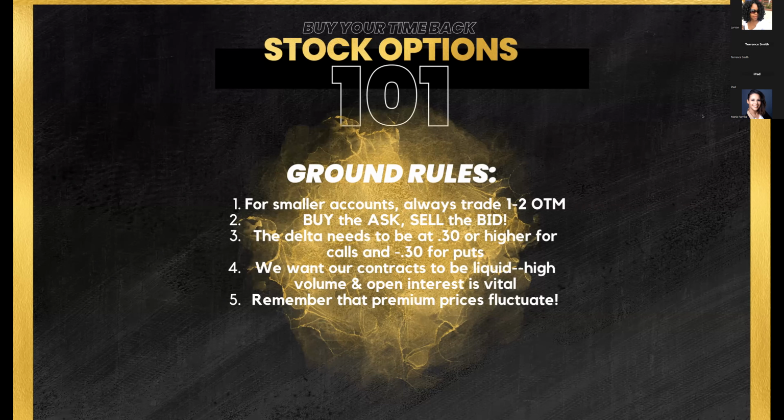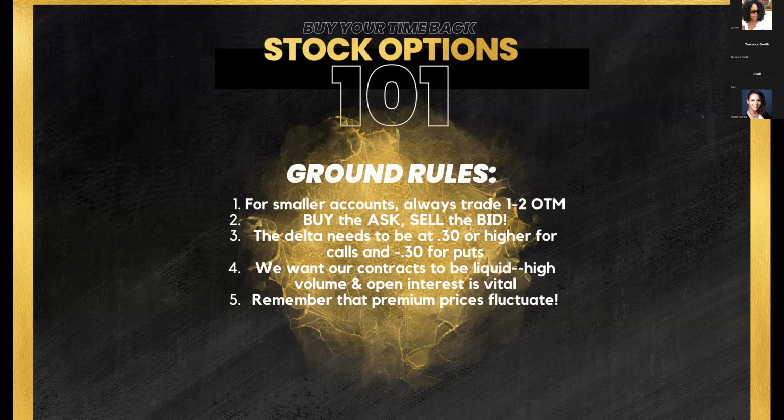So if you get in for a call and you buy the bid, as the market goes down, you're going to be gaining money. But if we're telling you that our analysis says the market is going up, 9 times out of 10 you're going to be in a losing trade. So that's very, very important. Write that down as many times as you need to: buy the ask, sell the bid. All right, delta needs to be at 0.3 or higher for calls and negative 0.3 or higher for puts.